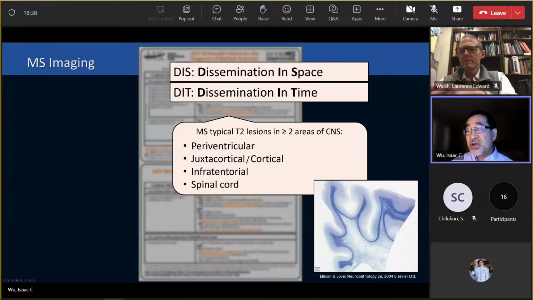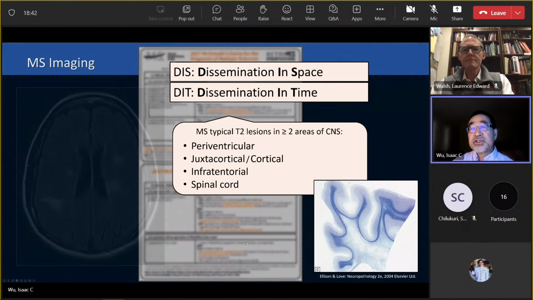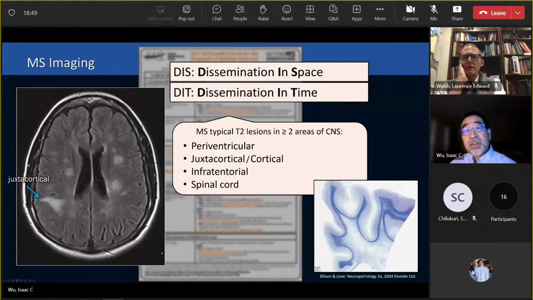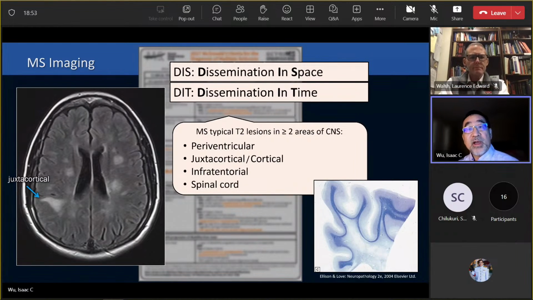So this is a picture of subcortical U fiber. The lesion, for example, this is a classic picture of a young person who has multiple sclerosis. The lesion that's juxtacortical is the one that extends all the way to the gray-white matter junction, such as that one right there. That one is subcortical. It's not exactly abutting the gray-white junction. And the one next to the ventricle, naturally, is the periventricular lesion.